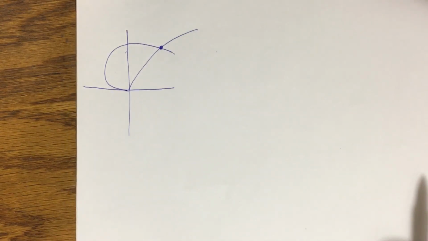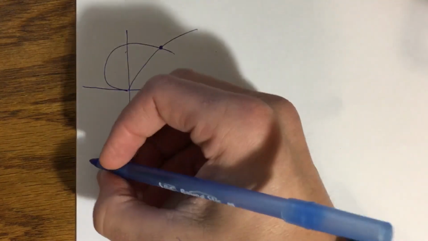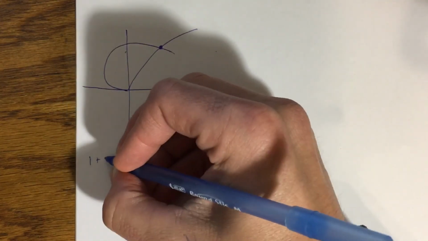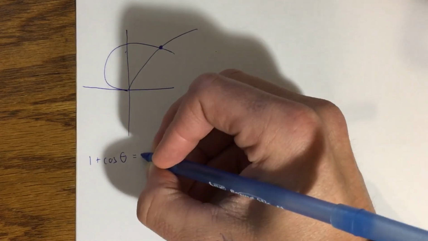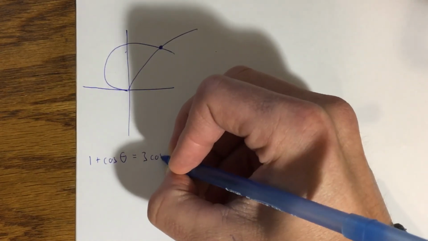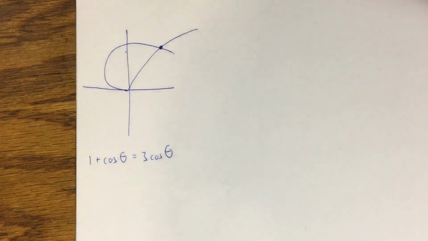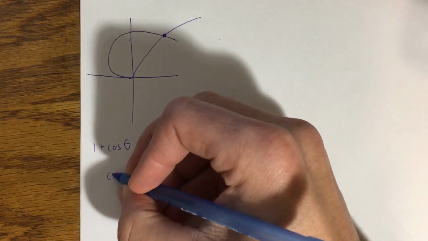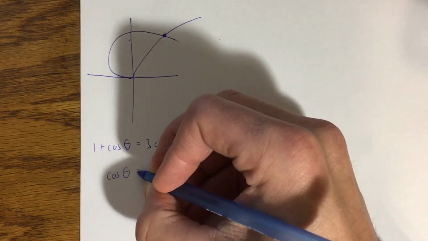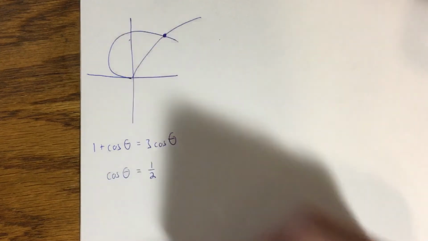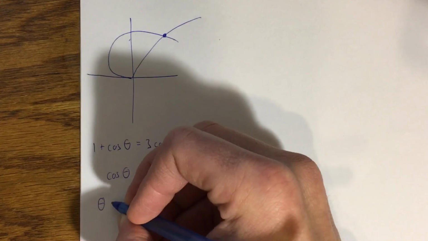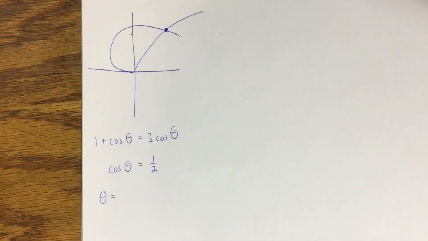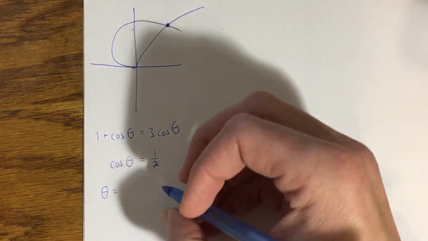So just like anytime you're looking for an intersection of two curves, we set the functions equal to each other. My cardioid was 1 plus cosine of theta, and my circle was 3 cosine of theta. This leads to cosine of theta equals 1/2, giving me two solutions within one revolution of the unit circle.